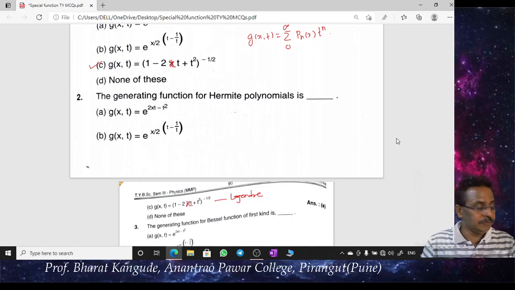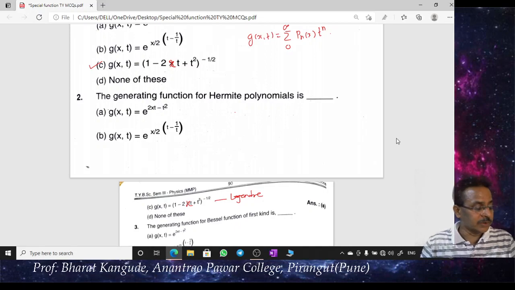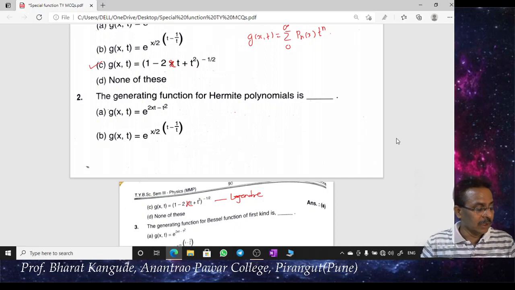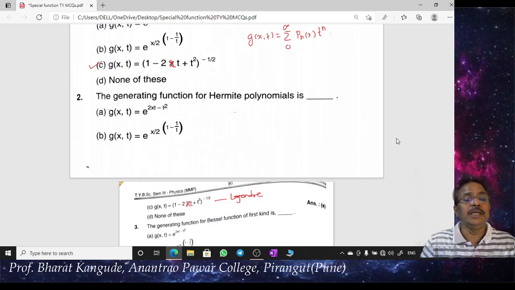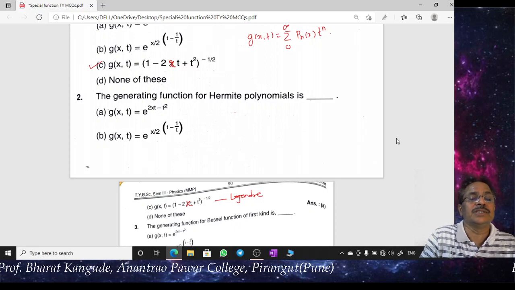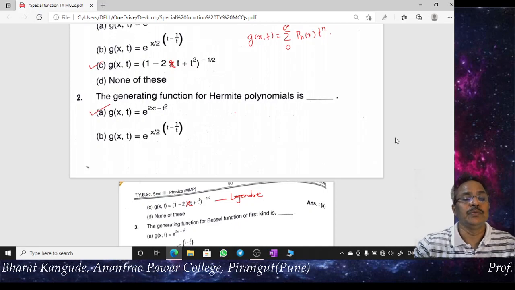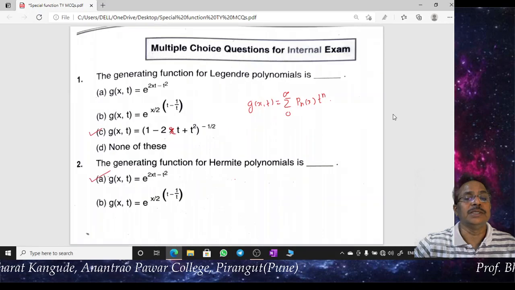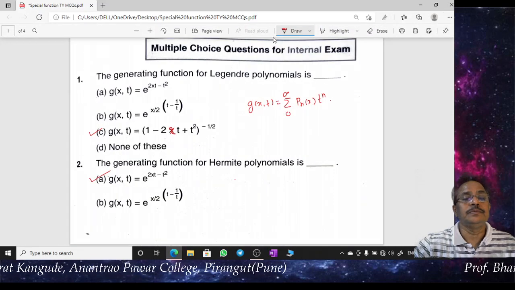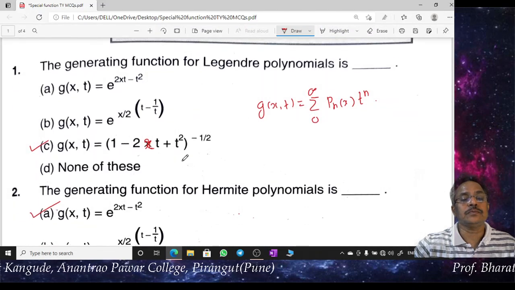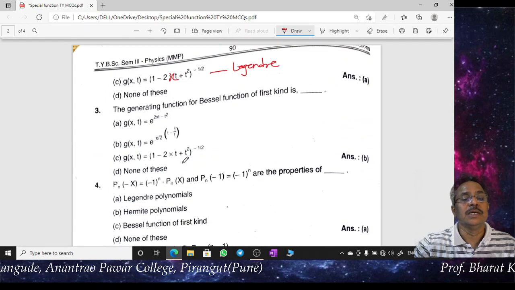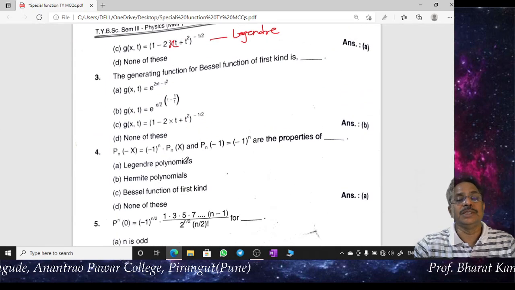So this is the correct option for this Harmonic polynomial, as we know here it is given by e raised to twice xt minus t square. So remember, this is the correct answer for this question number 2. That option is correct, option A. Now let me revise these things. So this is question 2, option is A.